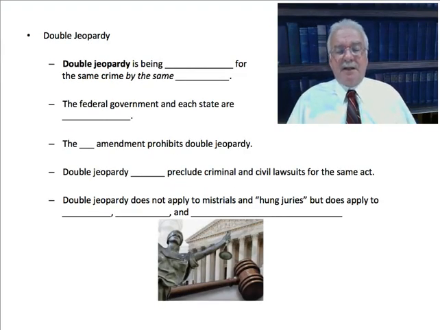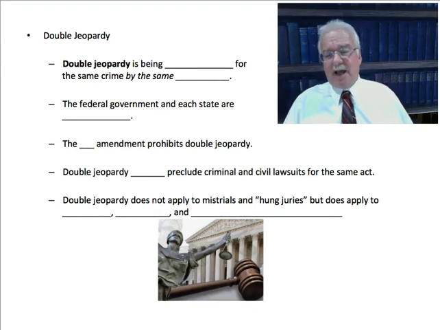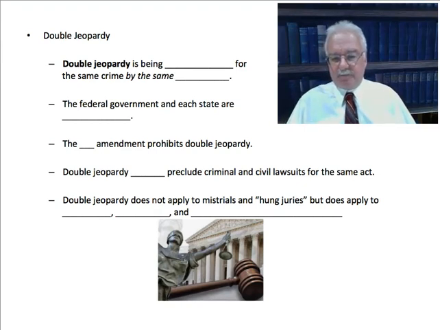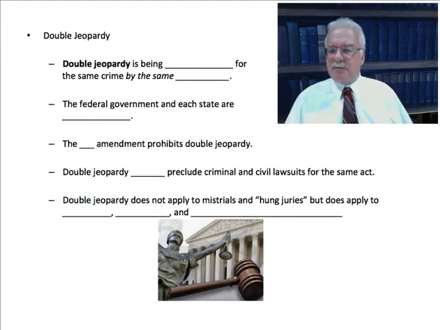Double jeopardy. Double jeopardy is being tried twice for the same crime by the same sovereign. Now, sovereign is a legal term, and in the United States, there are 51 sovereigns. They're government entities. Each state is a sovereign. And who do you think the 51st sovereign is? The federal government. So if you're tried twice for the same crime by the same sovereign, it's double jeopardy. So if you're tried for, say, burglary and you're found not guilty, and then new evidence occurs, and the same state, or if it's the federal government wants to try you again, they can't.